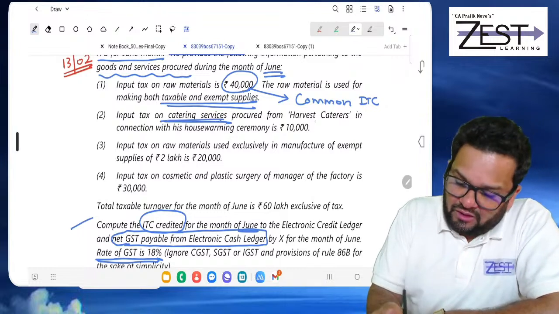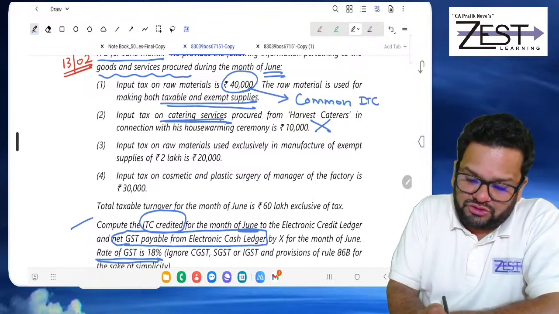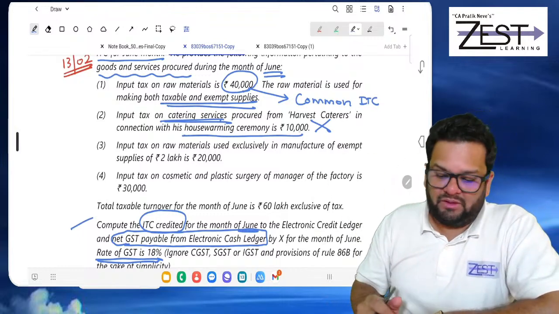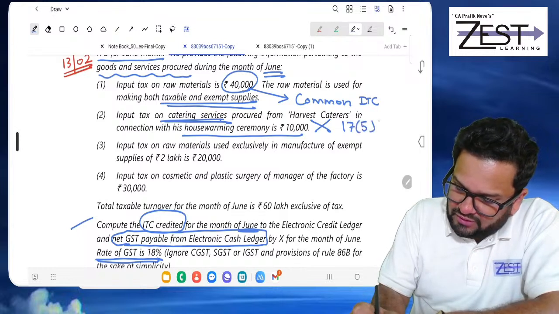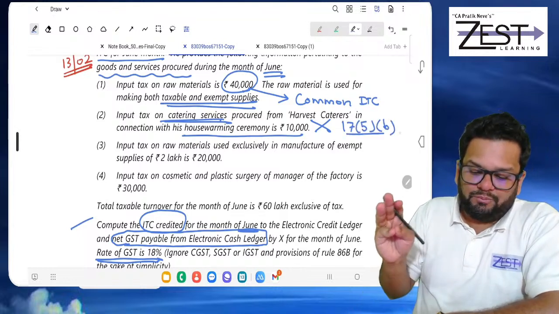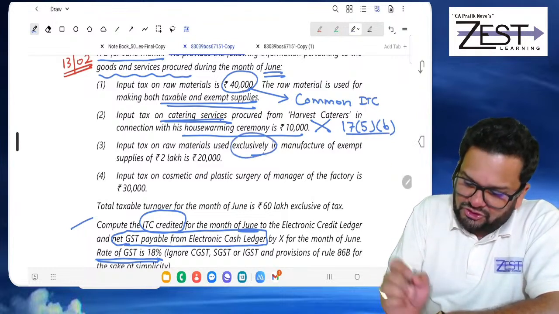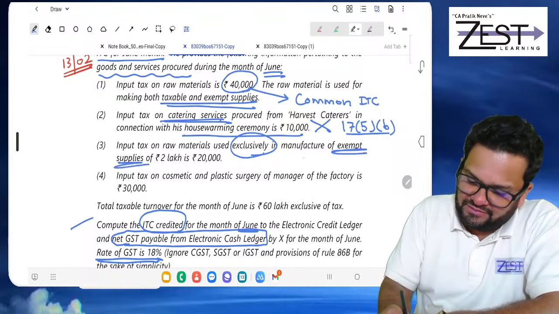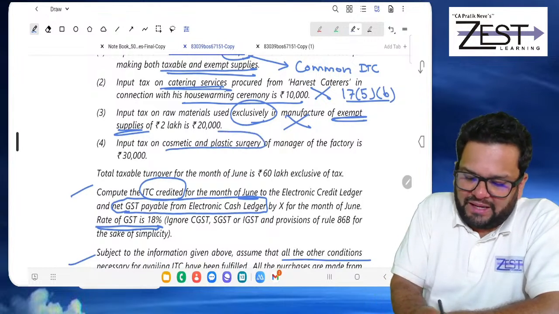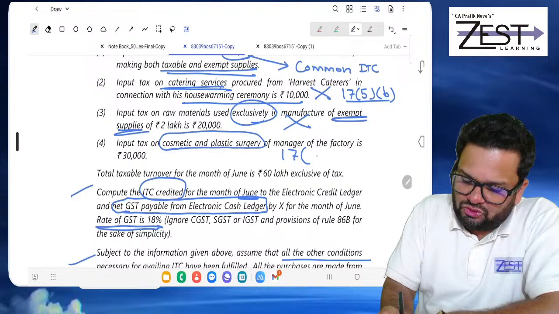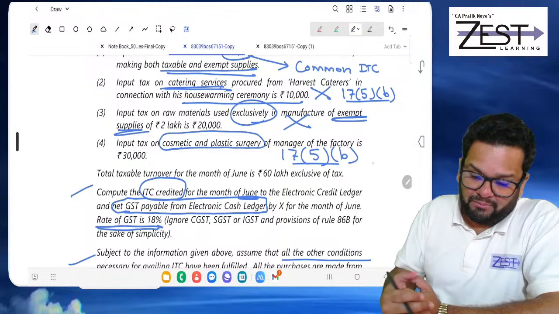Input tax on catering service. Anyways, you can never avail ITC on catering service. And further, it was used in a housewarming ceremony. So personal use. So anyways, no ITC. You know it is blocked as per 17(5)(b). Input tax on raw material used exclusively for exempt supplies. Again, no ITC. Input tax on cosmetic and plastic surgery. Thank you very much. No ITC. Isn't it? Are you getting it? Blocked credits.